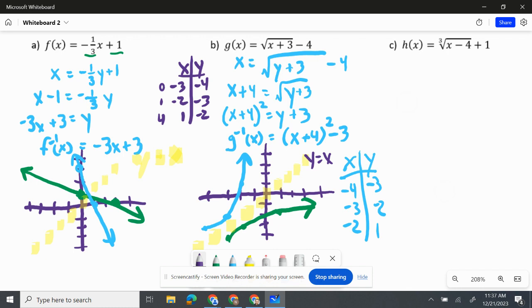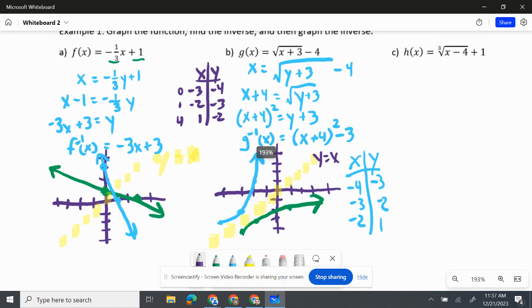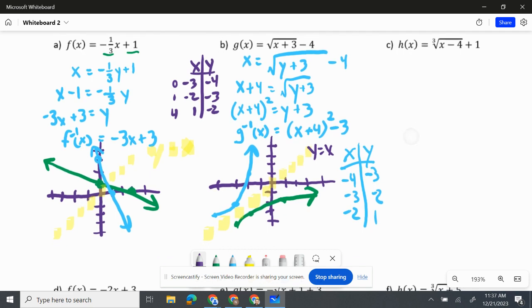Now let's look at the cubic. When we're looking at the cubic, we're going to do the same thing. We're going to come up with our -1, 0, 1. What gives us a -1 is a 3. What gives us a 0 is a 4. And what gives us a 1 is a 5.